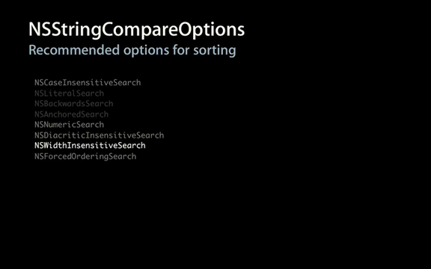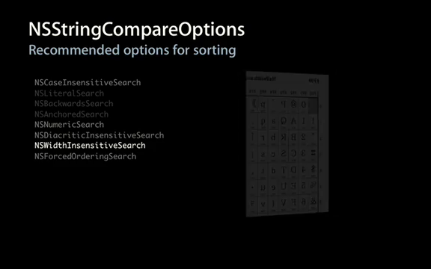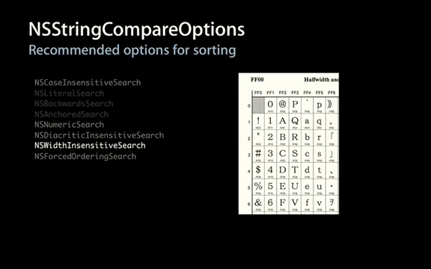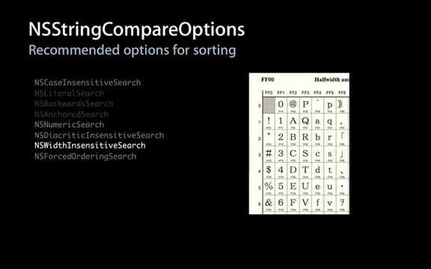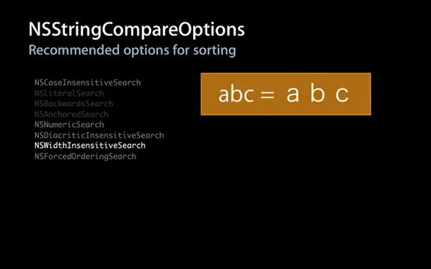And width insensitivity. In Unicode, there are many variant characters. Some of those are simply wider or narrower versions. For example, there is a full copy of the ASCII character set that's just wider. And by specifying this option, those variations of the base characters are treated the same.